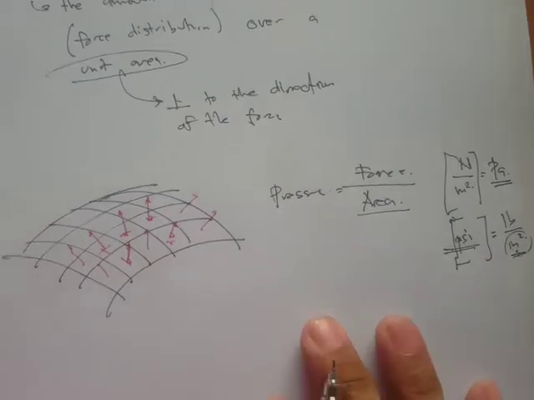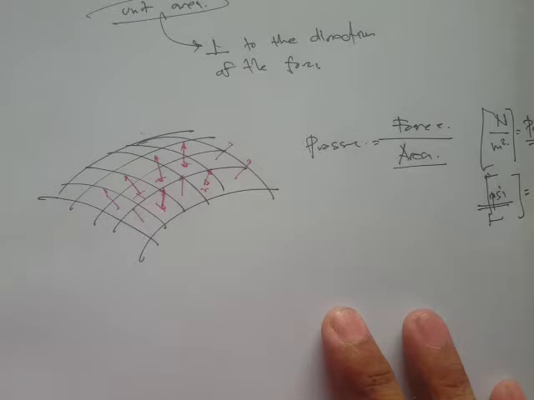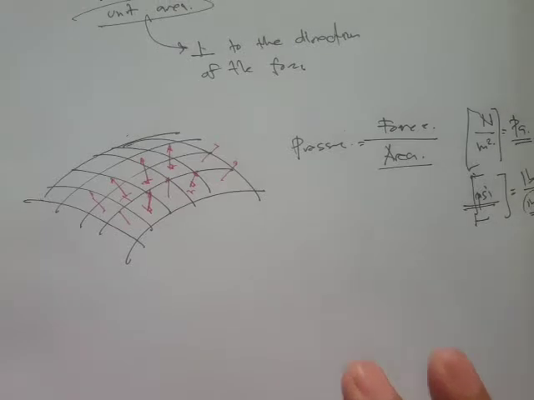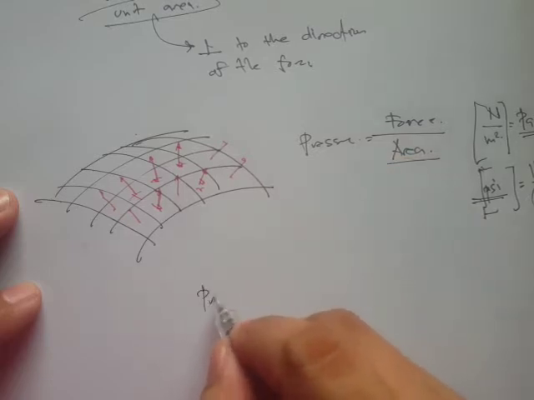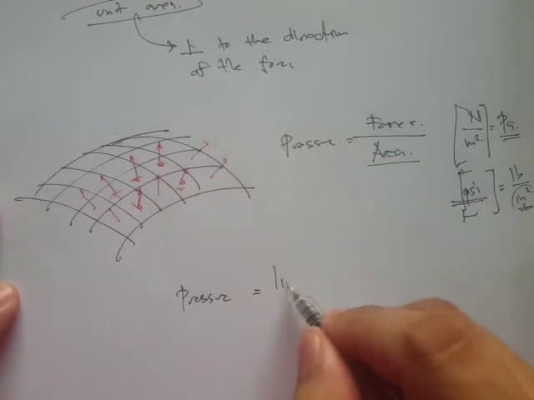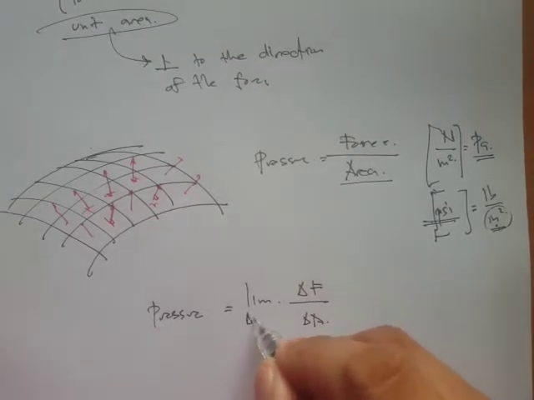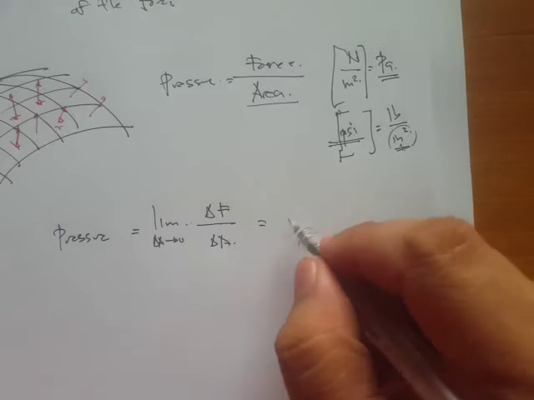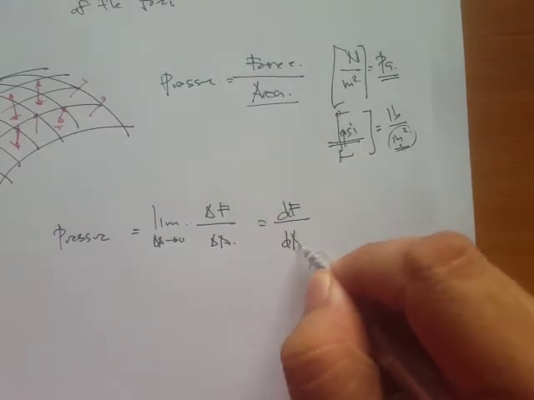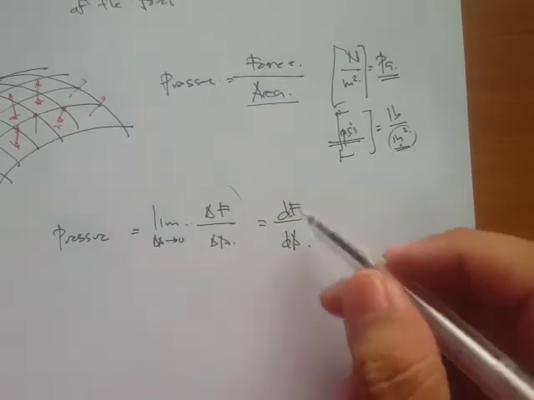Now, if we are asked to find the pressure at a point, we can think of it as being about the infinitesimal area. So if we take the limit of delta F over delta A as delta A approaches zero, that would result in a derivative. So that's dF over dA. Whereas this one is an average value, and this one is a derivative value, an instantaneous value.